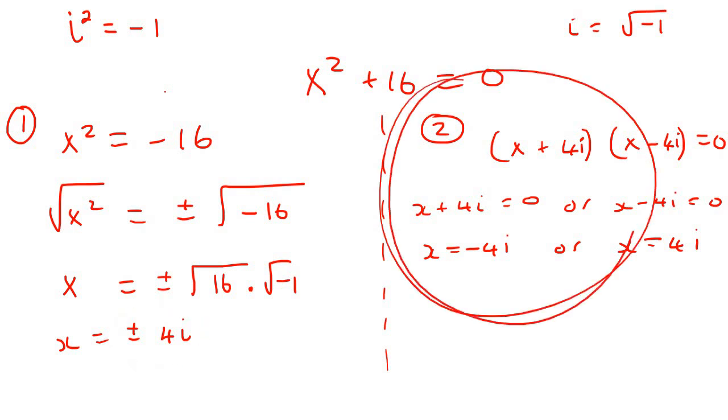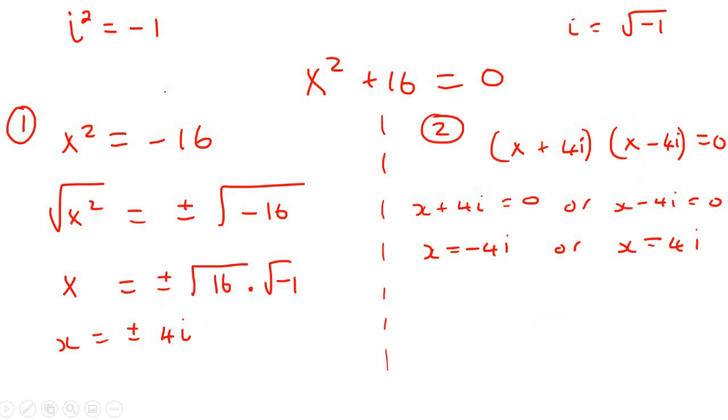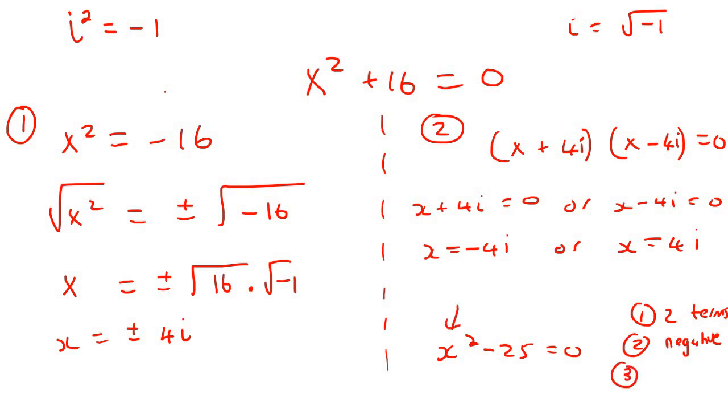Okay, but Kevin, how does this method actually work? Okay, let me show you. So you remember back in the day we were doing difference of squares. That was the one where you would have something like x squared take away 25. Okay, and that's where we said that you have to have three different things. Number one, you have to have two terms. Number two, they have to be separated with a negative. And number three, each term must be a perfect square.